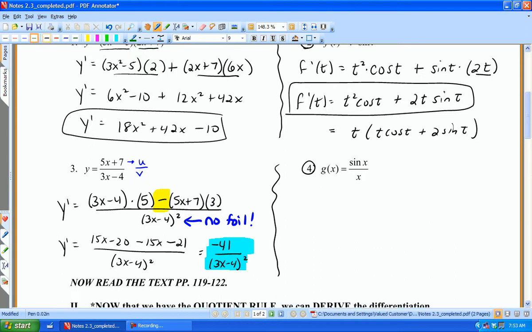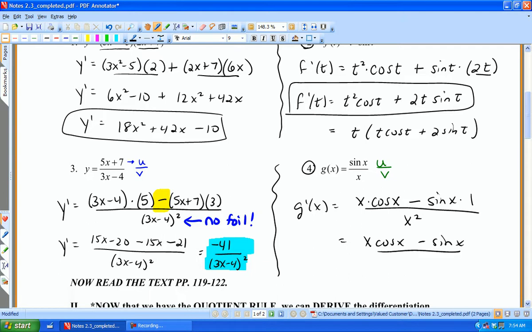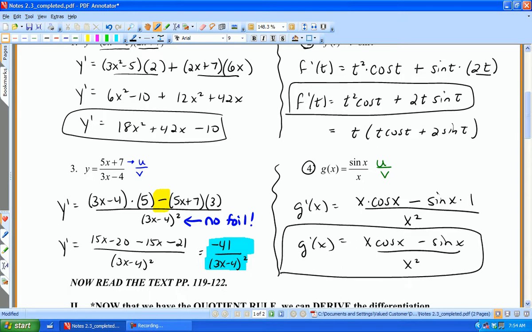Here we go. I'm going to call the top my u and the bottom my v, and I'm going to apply the quotient rule. So g prime of x equals the denominator x times the derivative of the numerator, which would be cosine x, minus the numerator, sine x, times the derivative of the denominator, which would be 1, over the denominator squared. So it looks like I get x cosine x minus sine x over x squared. And that's it. I can't reduce it because there's no common factor amongst the top.